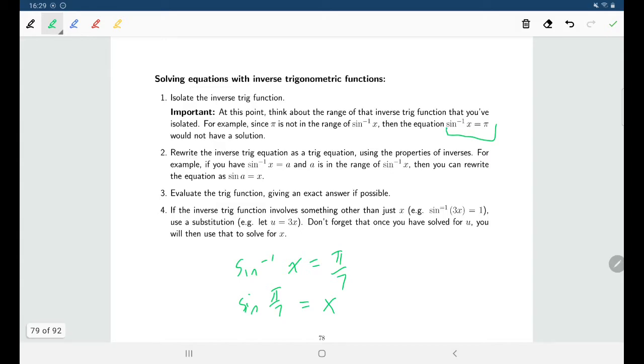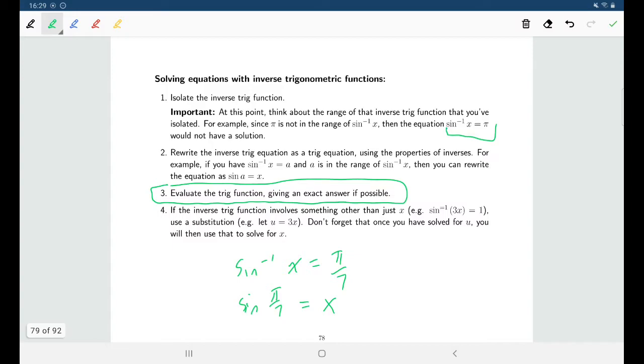Now, if you can evaluate your trig function exactly, go for it. That's sort of the ideal, and if you can't, well, then you'll have to give an approximate value. But again, only give approximate values if I ask for them. If I ask for an exact value, that means that an exact value would be possible.